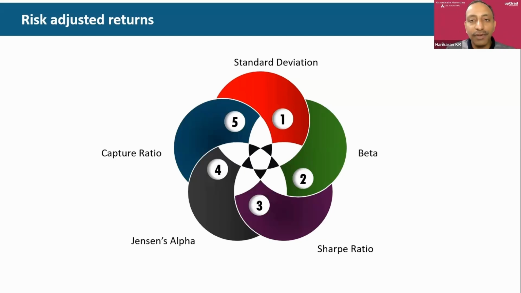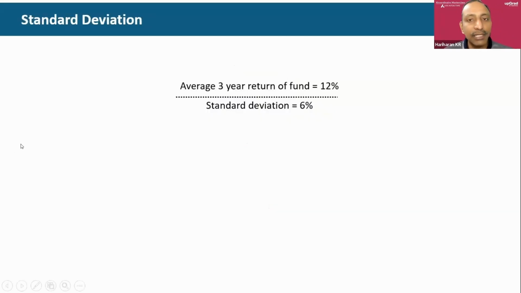So let's start with the first one, which is standard deviation. As the name suggests, it is nothing but the spread of returns. Now, what that spread means is that standard deviation measures the total risk in the fund. It measures the volatility of the fund.